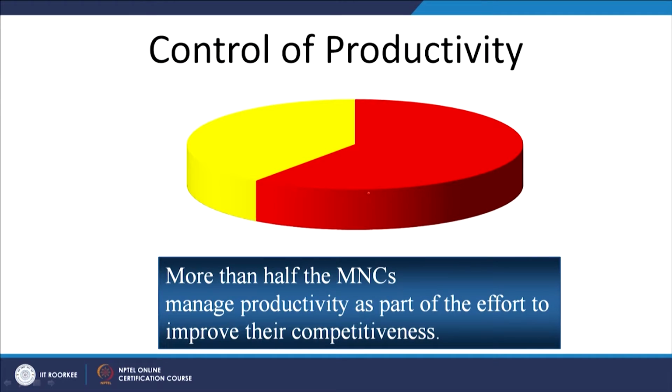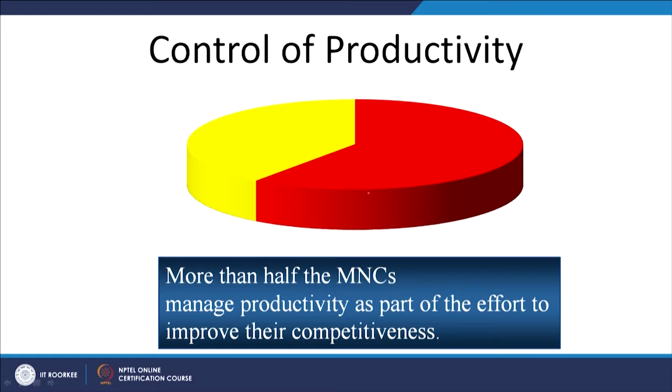So for example, you can show this type of chart of what our productivity is. More than half of the MNCs manage productivity as part of the efforts to improve their competitiveness. It means productivity, in terms of this type of pie chart, shows in how many segments of the market we exist, and the larger the market share the firm has, it is an indication that, because of many factors including better productivity, because when the productivity improves, with the minimum input you will come out with the maximum output.